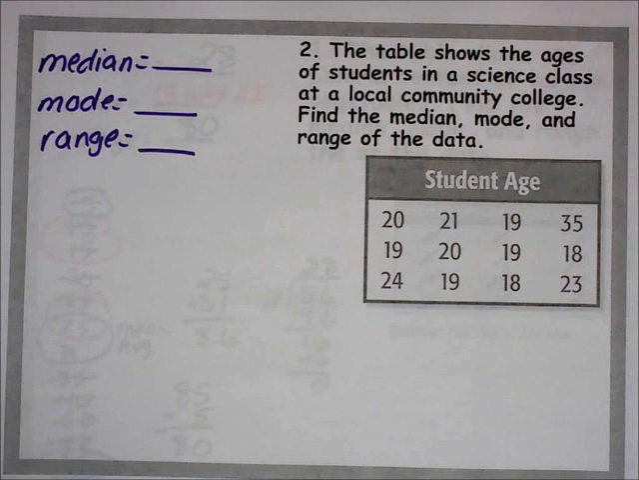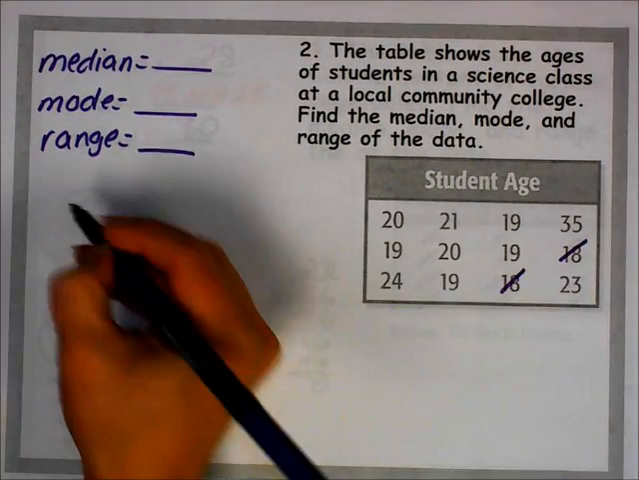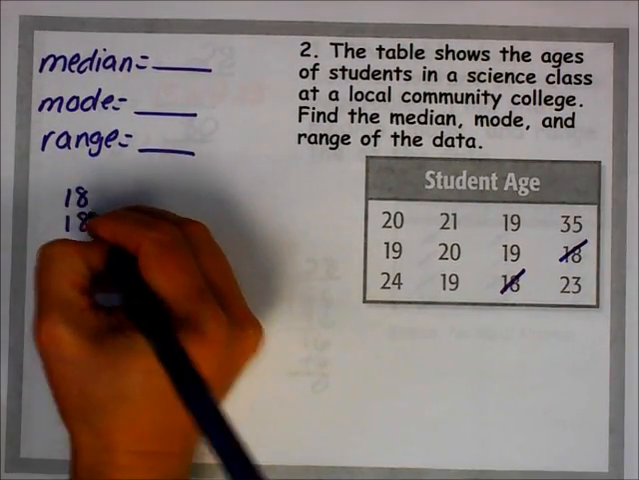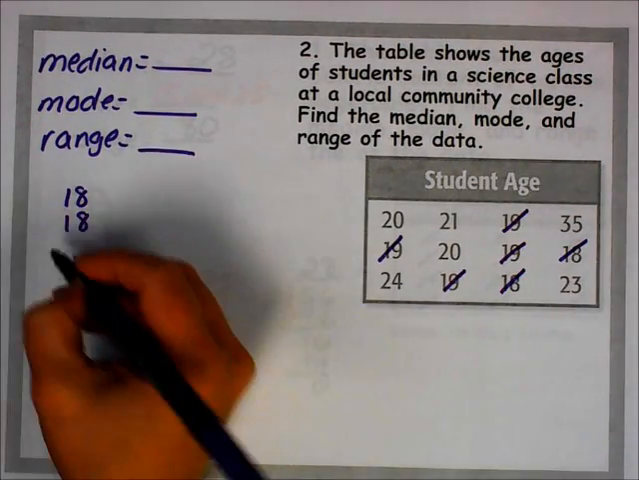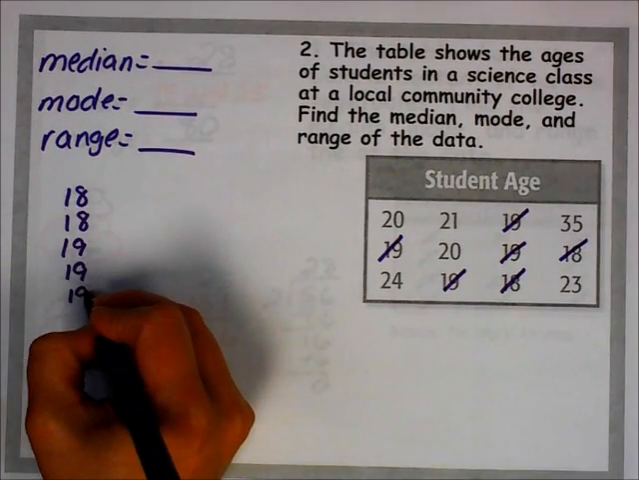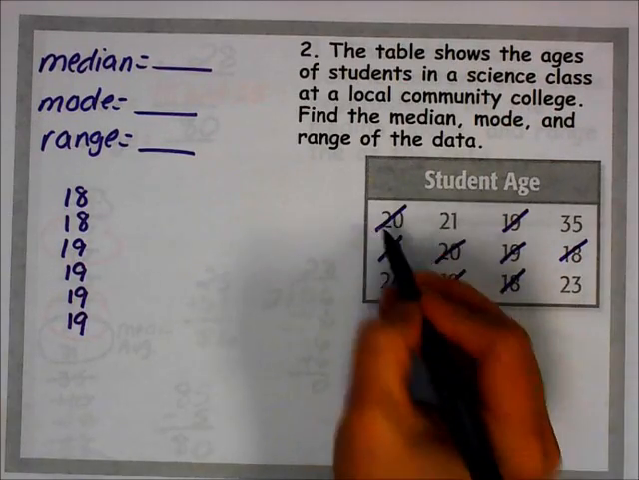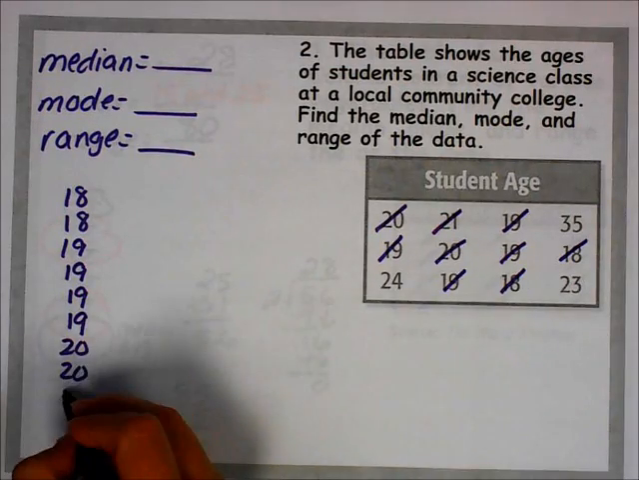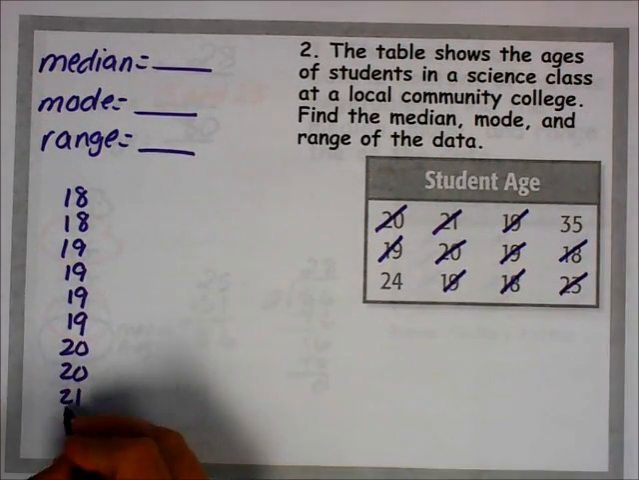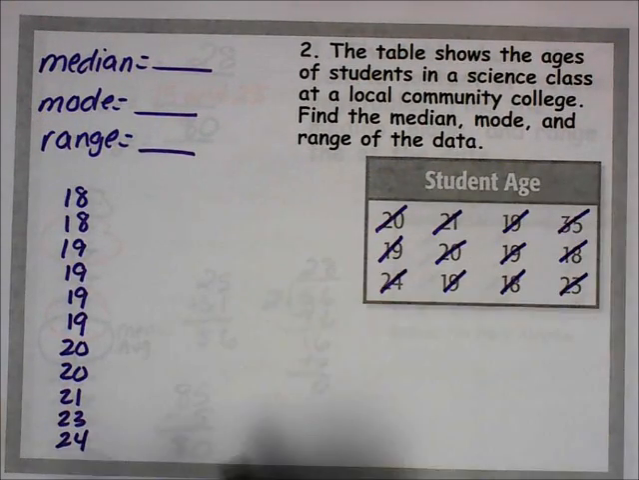So I know I need to find the median, so the first thing I'm going to do is list my numbers in order from least to greatest. So I have 2 18s. I have 1, 2, 3, 4 19s. I have 2 20s. I have a 21, a 23, a 24, and a 35.